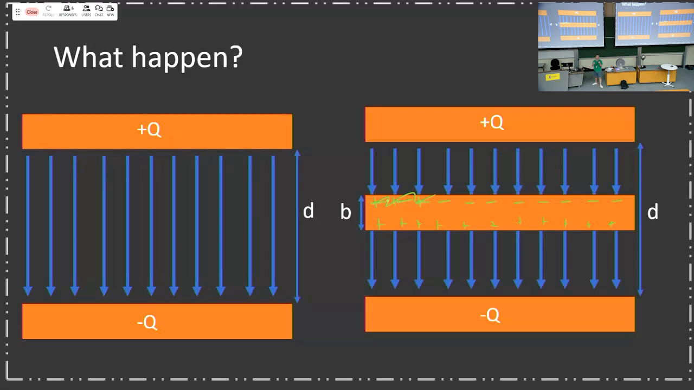Now, of course, these positive and these negative charges are not at all connected to the actual positive and the actual negative charges. If we had this connected to a voltage source, connected to a battery, that conductor is not connected to the battery. But it changes the capacitance.